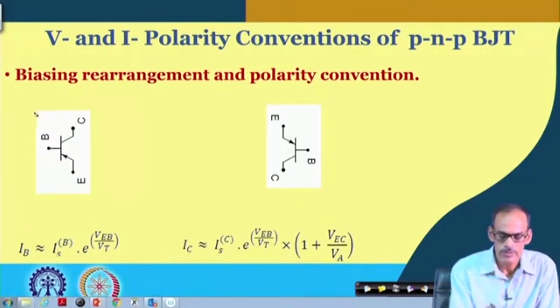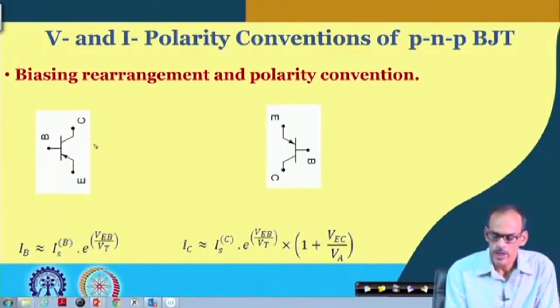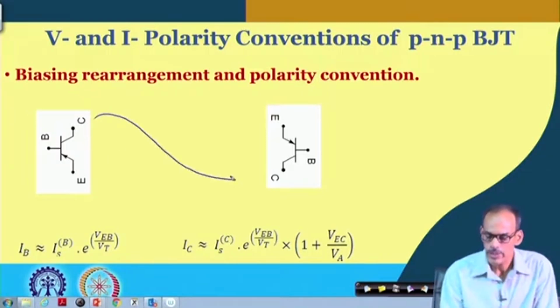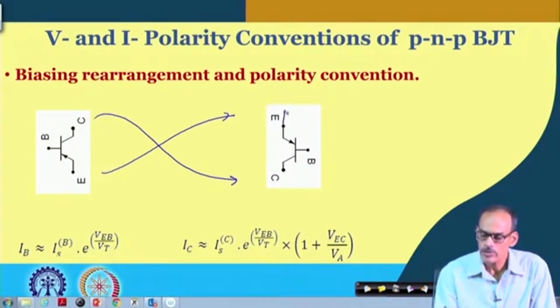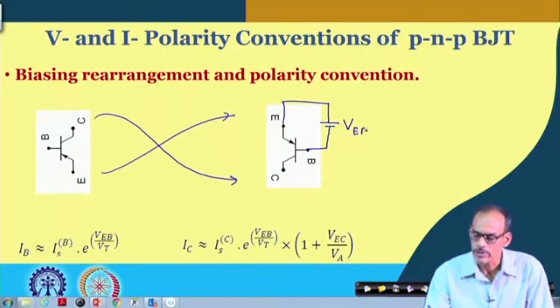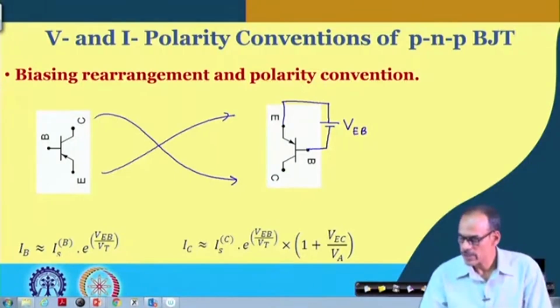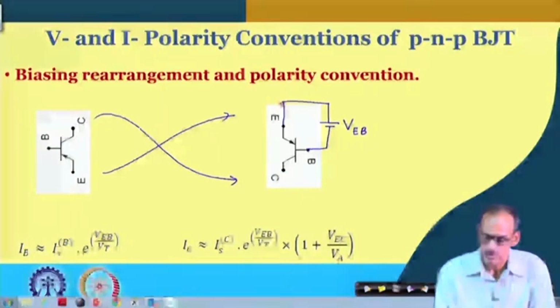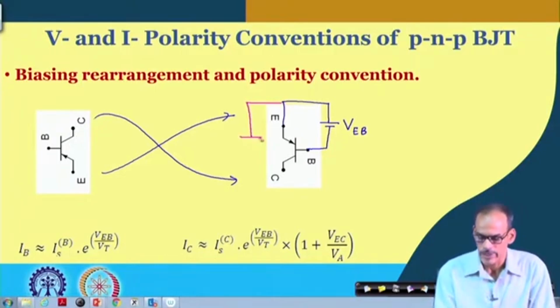So, this was the previous one, and we have rotated. So, we made the collector towards the lower potential, the emitter towards the higher potential, and here of course, this is PNP. So, this junction should be forward biased, and this is how the corresponding battery will be connected here, and we call this VEB. So, likewise we can make the other junction reverse biased by connecting VEC.